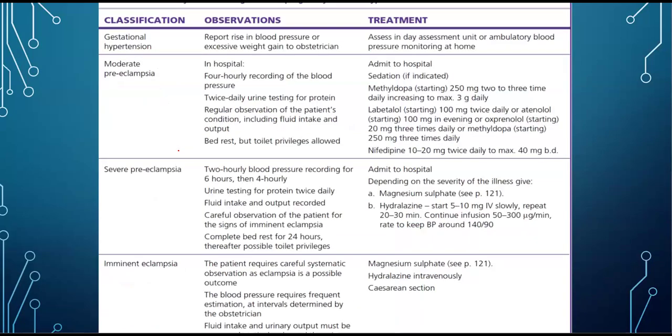Now, this is a chart from Lillian Jones, which actually explains most of the things that I have discussed, especially about the management. Like, let's say, severe preeclampsia patient. For severe preeclampsia patient, they will get admitted, magnesium sulfate, and hydralazine, labetalol, any of the IV antihypertensive will be given.